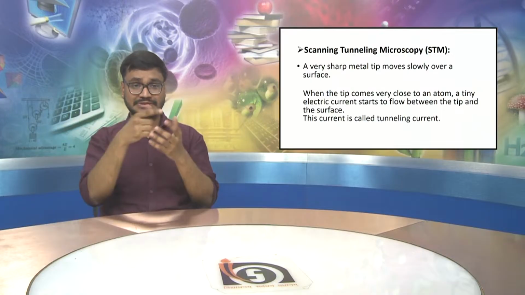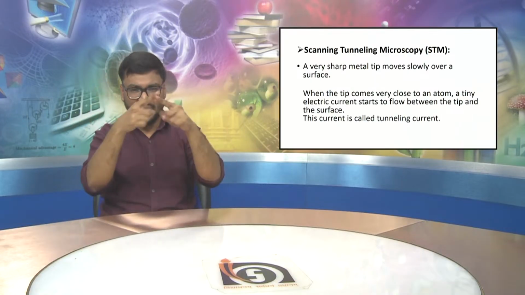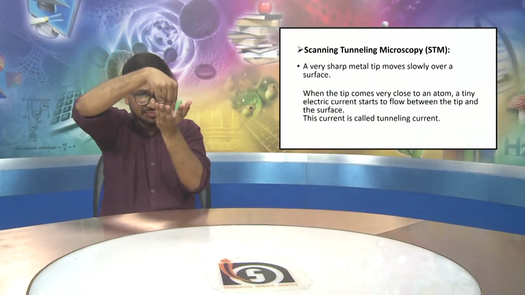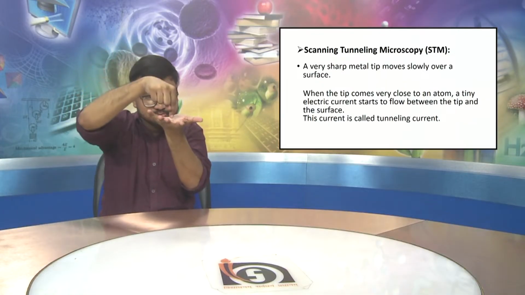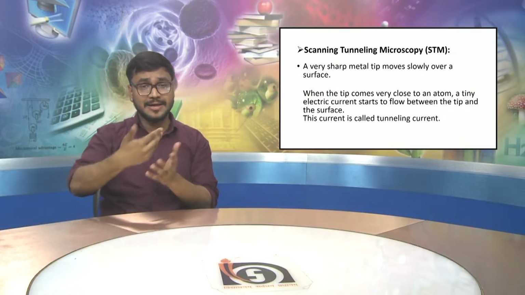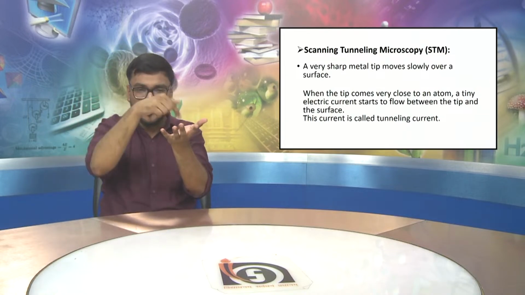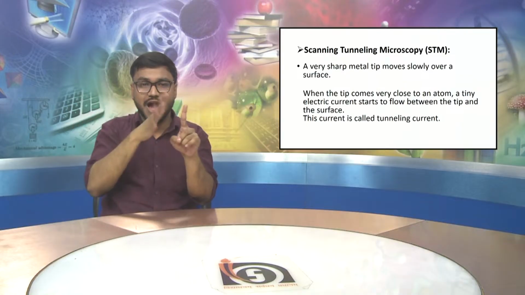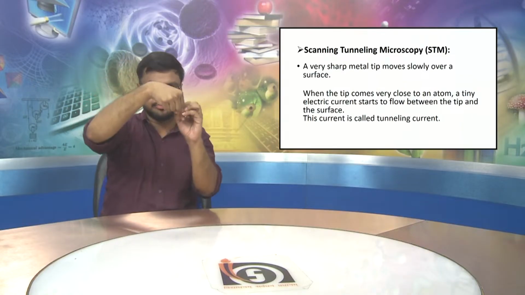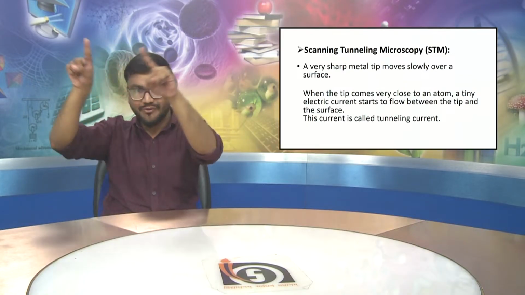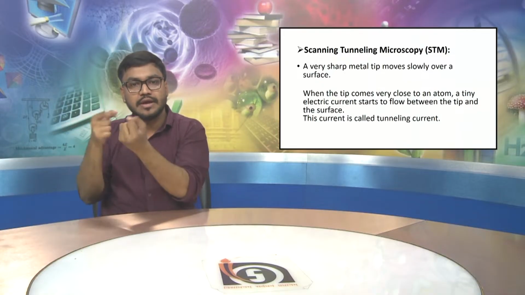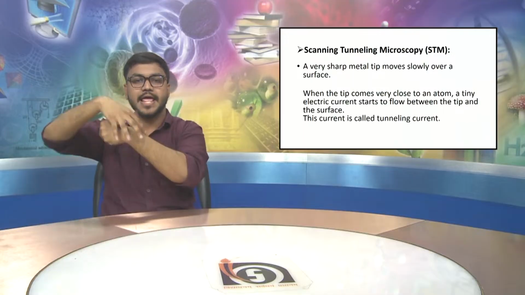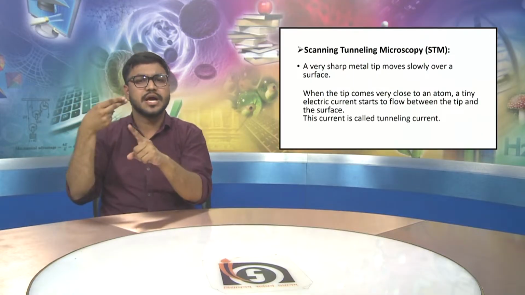STM, scanning tunneling microscopy. A very sharp metal tip moves slowly over a surface. When the tip comes close to an atom, a tiny electric current starts to flow between the tip and the surface. This current is called tunneling current.